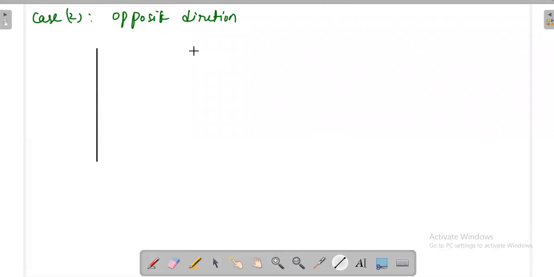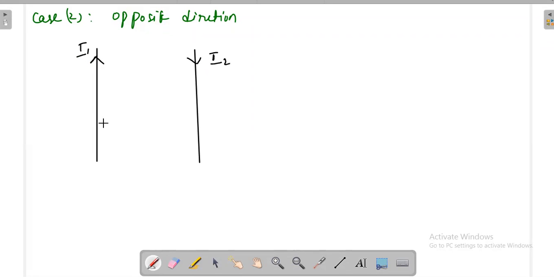Case 2: current flows in the opposite direction. There is one conductor, there is another conductor. In this conductor, current is flowing in this way. So here it flows in the opposite way.